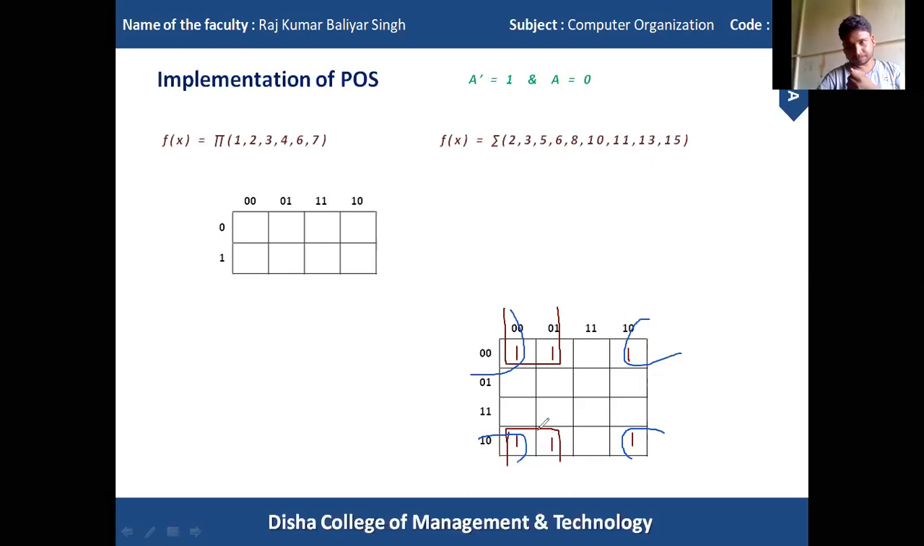This is one cell, 1 1 and 1 1. These 4 adjacent cells can combine into a single unit, and these 4 corner cells can be combined into a single unit. That means from this K-map we are getting only two equations, two sequences only. So this is also possible. This kind of structure can be derived while we are converting the Boolean function.